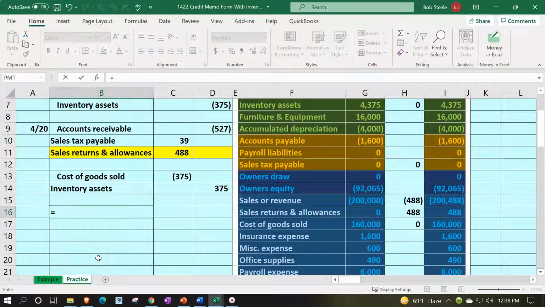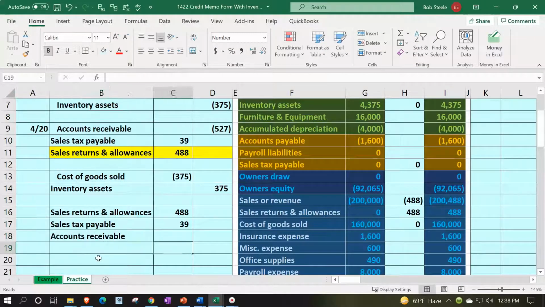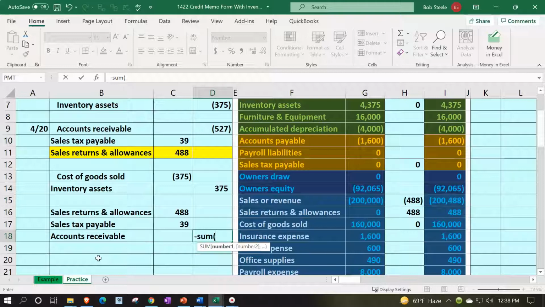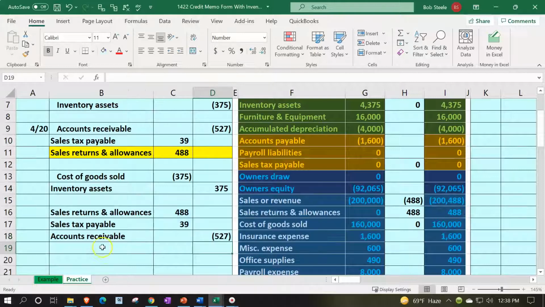You could just say, all right, what if I just rewrote this with the sales on top? That would be the 488. Sales tax payable then is going to be the 39. We got the accounts receivable would be the credit, which I'm going to do with the negative sum or plug formula. And then you can put your credits on the bottom.